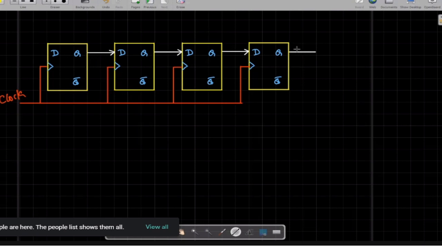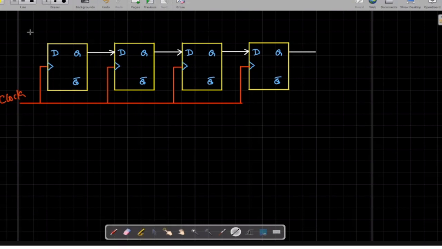D and D bar? No. The D flip-flop has only one input terminal. D and T flip-flops have only one input terminal. Right? Yes, sir. Yes, sir.